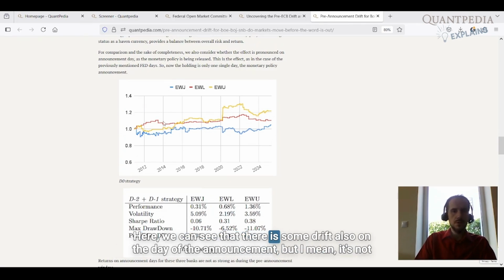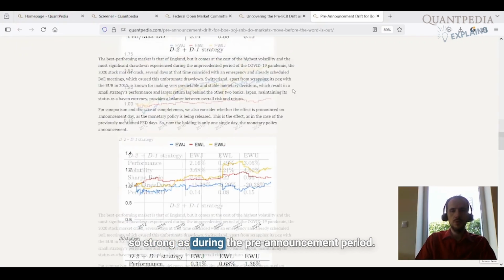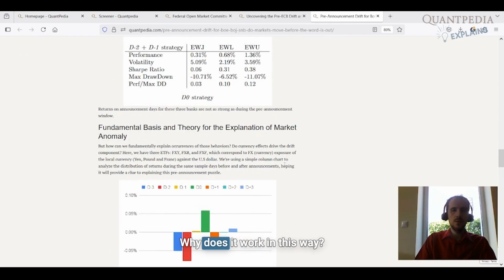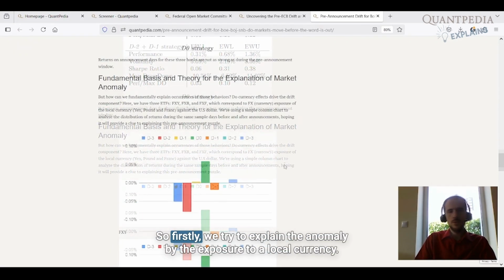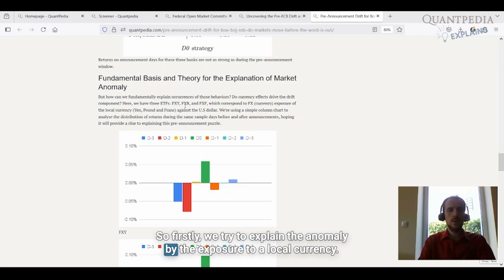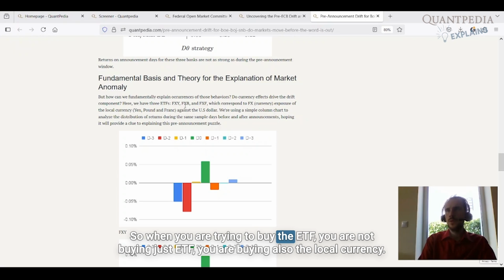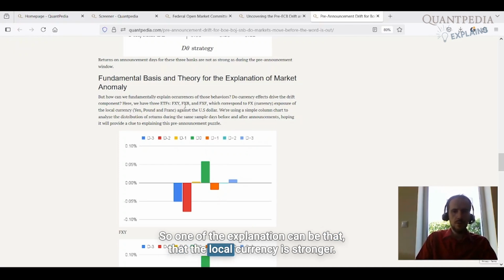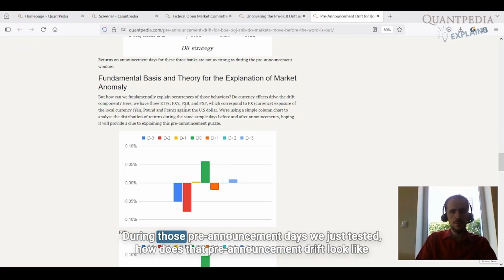Here we can see that there is some drift also on the day of the announcement, but it's not so strong as during the pre-announcement period. Why does it work in this way? Firstly, we try to explain the anomaly by the exposure to a local currency. When you are trying to buy the ETF, you are not buying just the ETF, you are buying also the local currency. So one of the explanations can be that the local currency is stronger during those pre-announcement days.